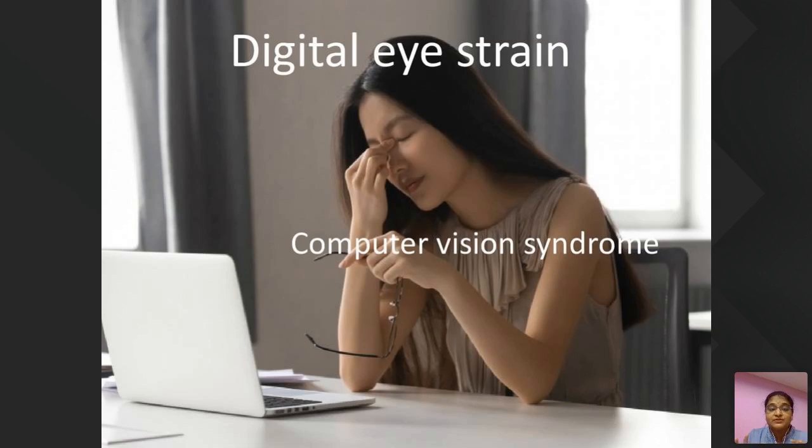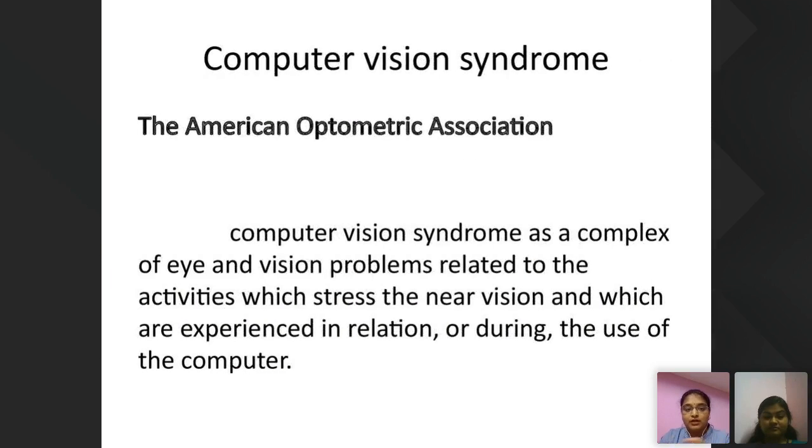These complex symptoms together come under computer vision syndrome. Computer vision syndrome is composed of a broad set of symptoms of asthenopia, which is otherwise called digital eye strain. The first is asthenopia, the second is the ocular symptoms, the third is the extraocular symptoms, and the fourth is the visual symptoms. These four symptoms together come under computer vision syndrome or digital eye strain. This was actually said by the American Optometric Association.